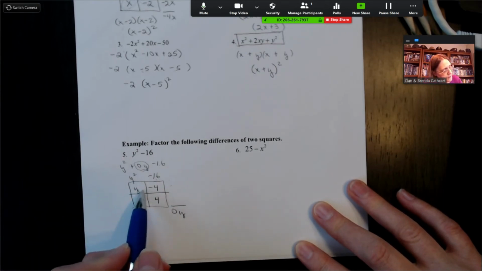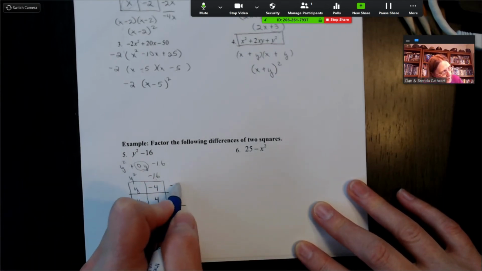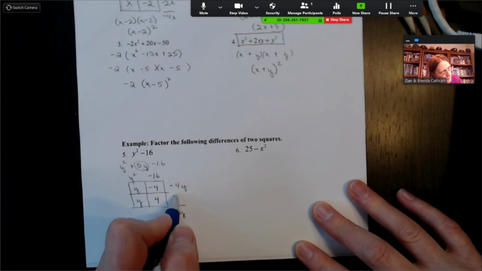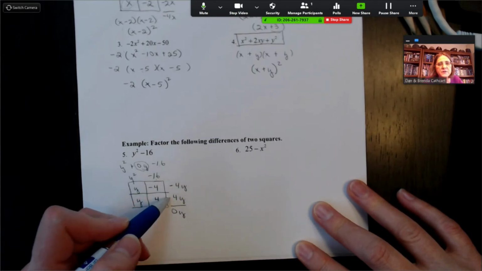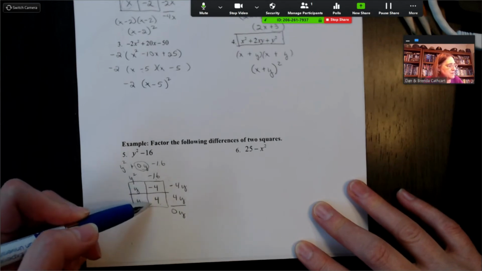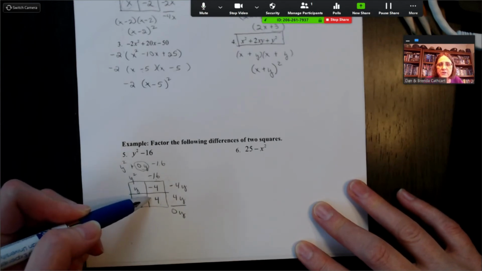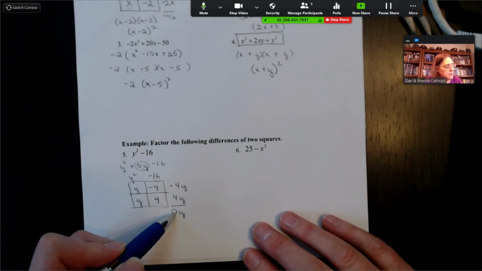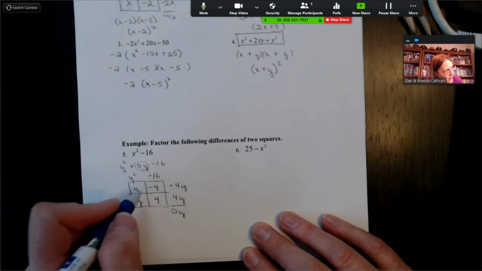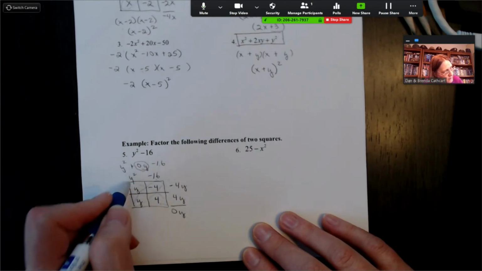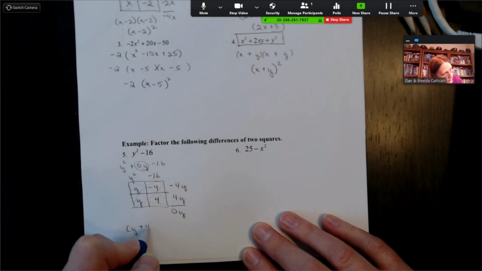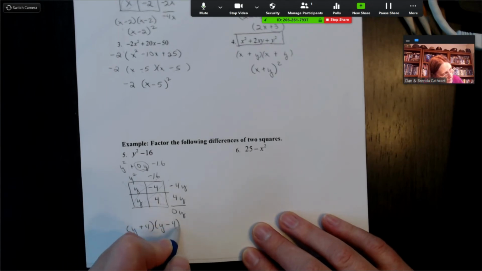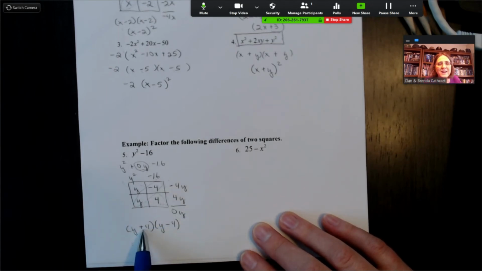We multiply across, we get negative 4y and positive 4y. Notice that these are opposites of each other. They're opposites because these factors are opposites of each other, and they add to 0. That is, we will not have a middle term. So our factors, again, going diagonal, we end up with y plus 4 and y minus 4. Notice that these two factors are identical with the exception one has a plus and the other has the minus.